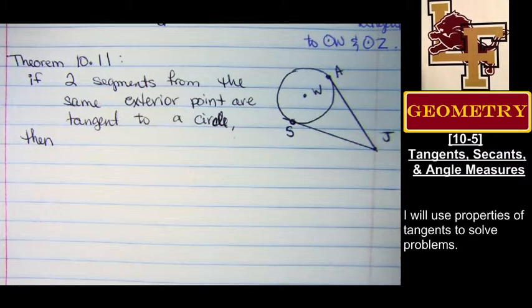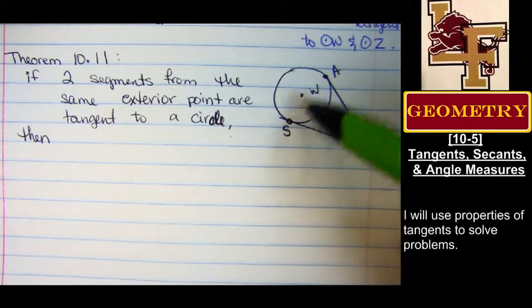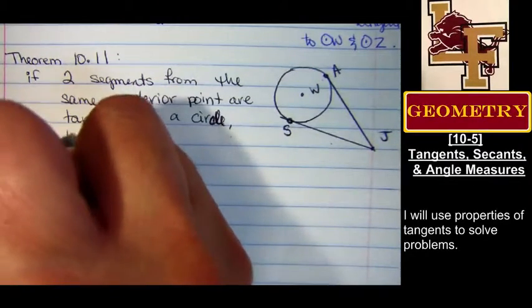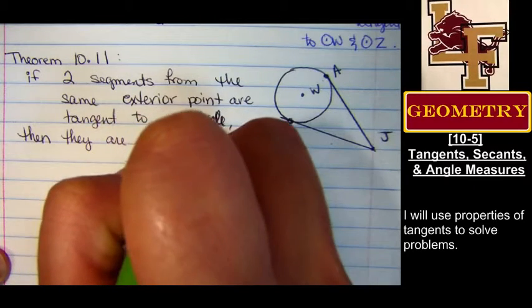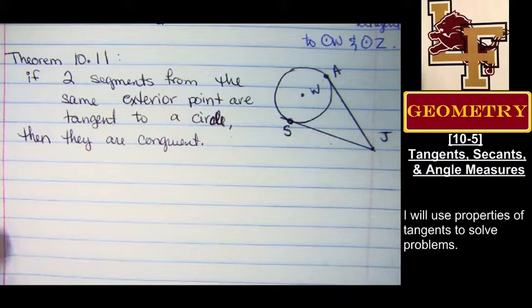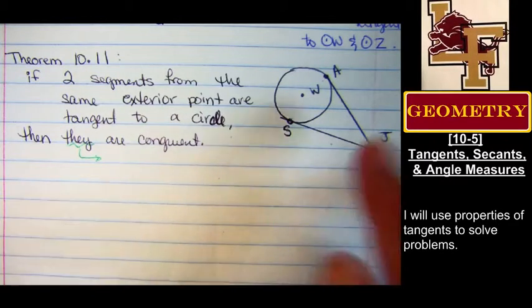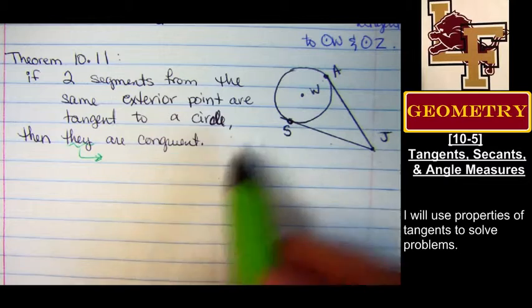Let's finish our theorem, because now we have two segments that come from the same exterior point, and they are tangent to a circle. When this setup happens, they are congruent. Wait. What they? The 2 points? But I have like a lot of points there. A and F. These 2 points?